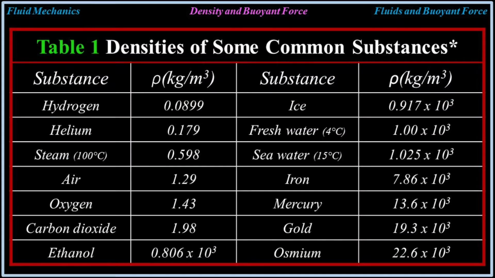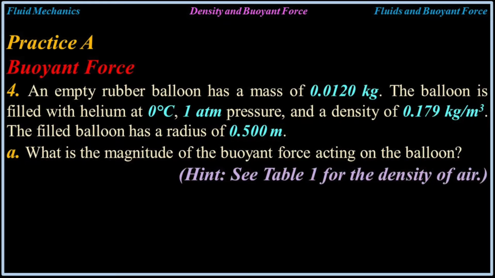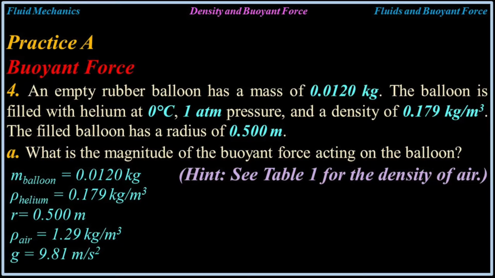Here is table 1. I'll need this table to solve some of the problems. An empty rubber balloon has a mass of 0.0120 kilograms. The balloon is filled with helium at 0 degrees Celsius, 1 atmosphere of pressure, and a density of 0.179 kilograms per meter cubed. The filled balloon has a radius of 0.500 meters. What is the magnitude of the buoyant force acting on the balloon? Hint: see table 1 for the densities of air.